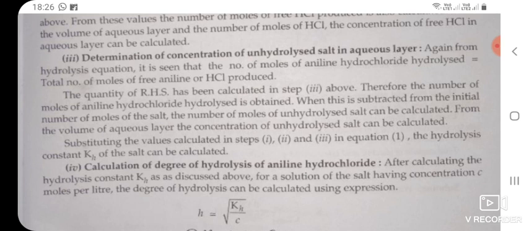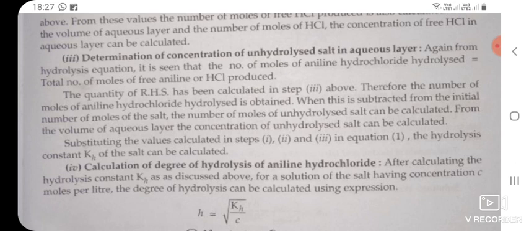Substituting the values calculated in steps 1, 2 and 3 in equation 1, the hydrolysis constant KH of the salt can be calculated.